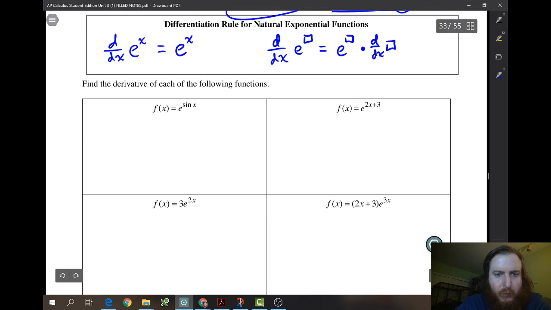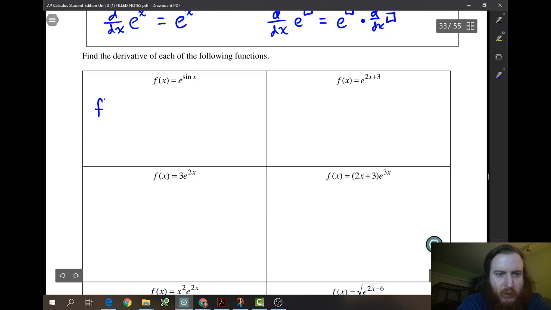So just a little bit of practice. If we were going to do the derivative of e to the sine x, sine x would be our box. So it would be e to the sine x, and times, if I get rid of the e, the derivative of sine x, which is cosine of x.